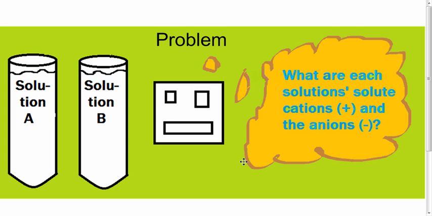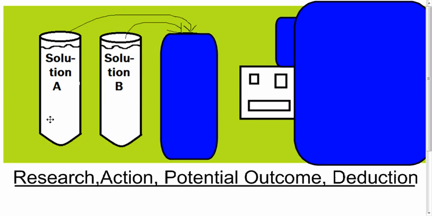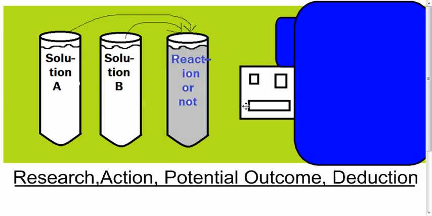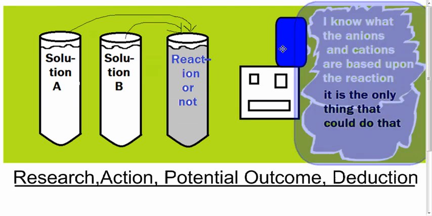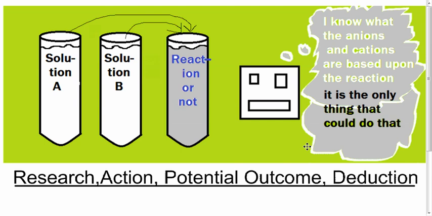Now, here's a problem. What are the solutes, cations, and anions in the solutions? So basically, what's in this solution and what is in this solution? So what's he going to do? He's going to have to mix them, observe whether there's a reaction or not, and then he should know what the anions and cations are, because they are basically the only things that could explain what he saw.